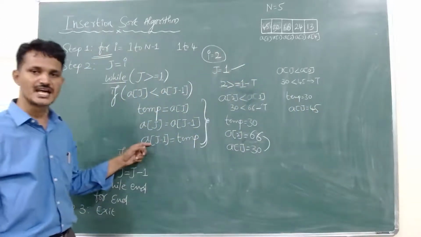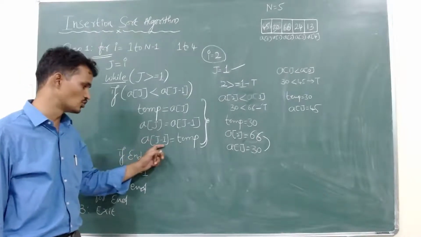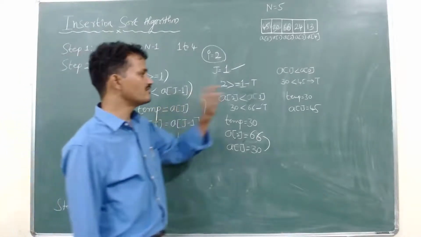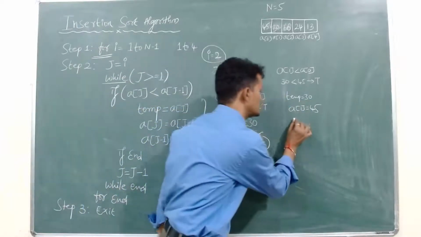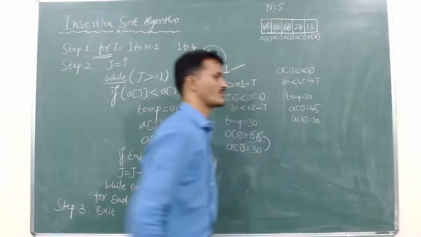Right? The last assignment statement now, a of j minus 1, that is nothing but a of 0 is equal to temp. What is the value stored in temp? 30. 30 will be assigned to a of 0. Look at this.